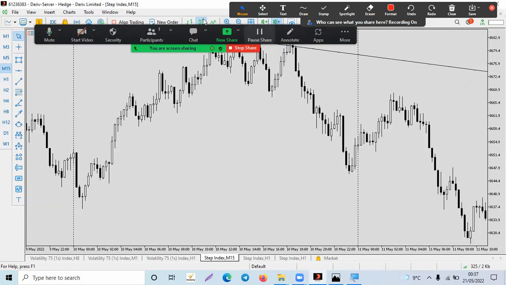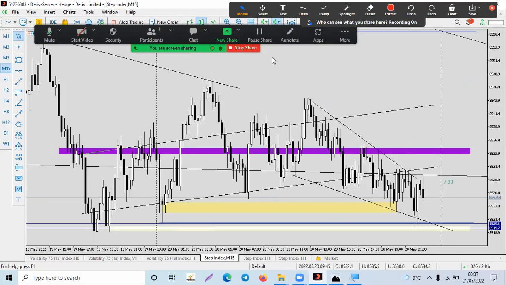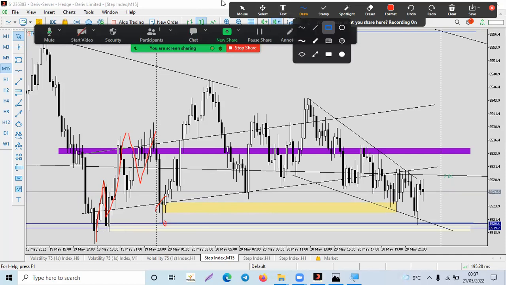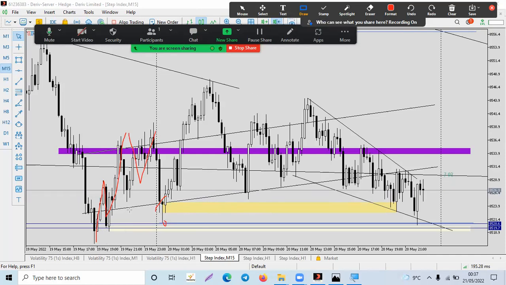Let me go to 15. How I got my entry. Here was the entry. This was our move up. We had the rally up. But looking at that upward movement, look what the trade did make. We left this area. We left this candlestick.